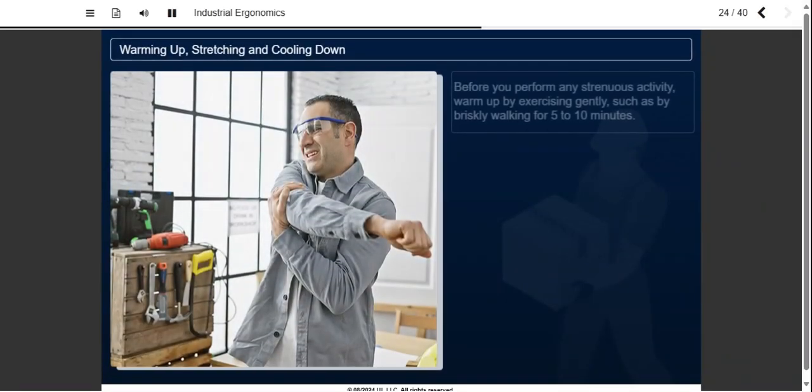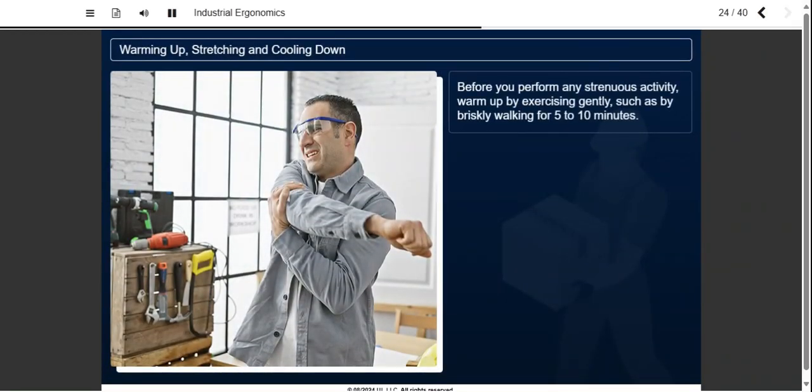Before you perform any strenuous activity, warm up by exercising gently, such as by briskly walking for 5 to 10 minutes. Doing so will gradually increase your heart rate and blood flow so that more oxygen can reach your muscles. After you warm up, stretch. Stretching can improve flexibility and range of motion.